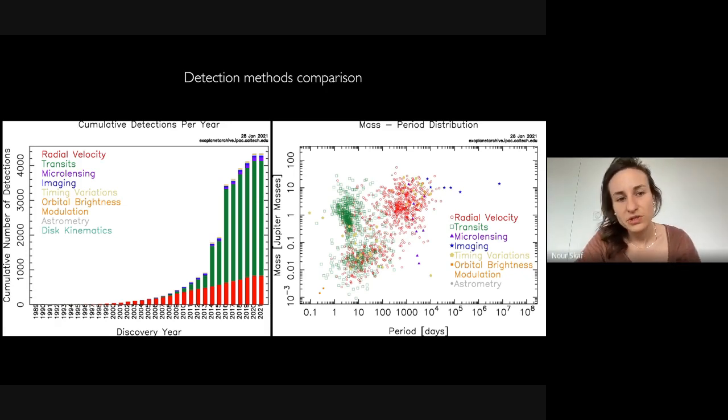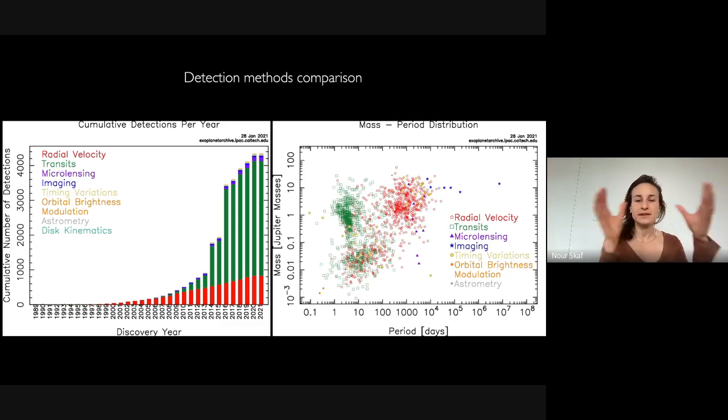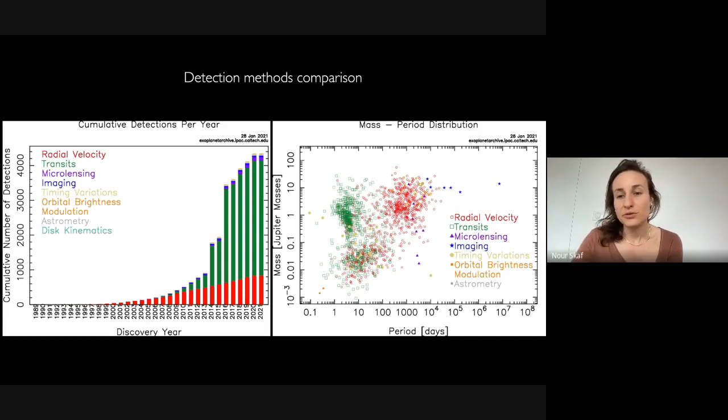There is another method which is called microlensing. It's basically using how light gets bent by gravity in certain ways to magnify the light of a planet and detect whether a planet is there or not. And here on the right-hand side, it's a diagram of a mass-period distribution. So basically the mass of the planet and the orbital period of the planet.